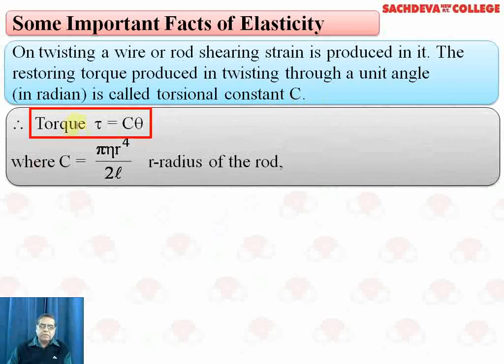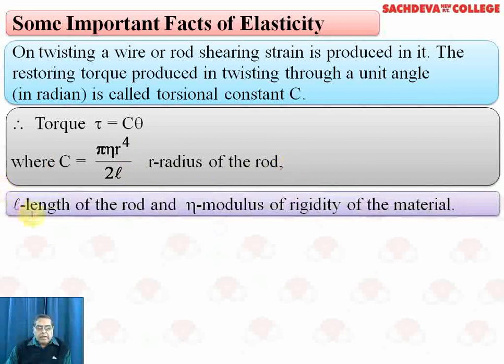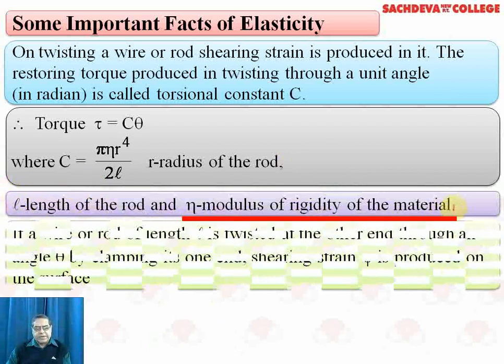Now torque will be C multiplied by theta, and C will be pi eta r to the power 4 divided by 2L. R stands for the radius of the rod, and eta stands for the coefficient of rigidity, and C is the restoring couple. L is the length of the rod, and eta is the modulus of rigidity of the material.